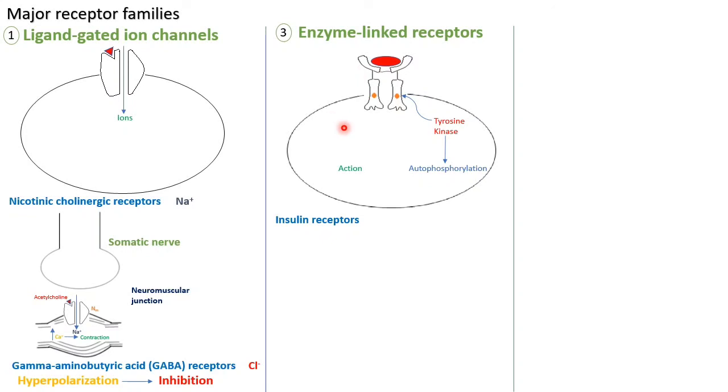So this helps in the transport of glucose from outside the cell to the inside of the cell, which is the role of insulin in our body. So that was the third type of receptor family, which is the enzyme-linked receptor.